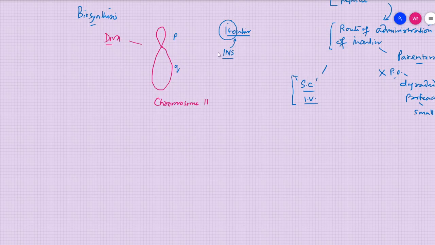So this gene, where is it located? It is located in the short arm of chromosome 11. If you write the locus, it is 11p15.5. That is the locus of the INS gene, which codes for insulin.